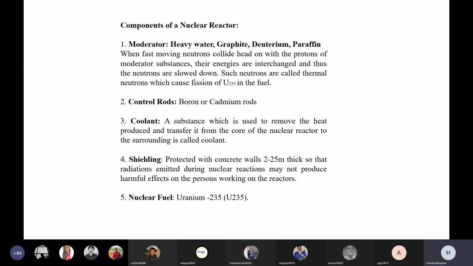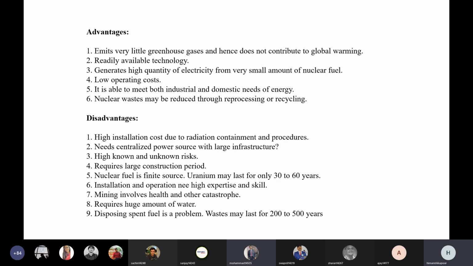Now coming to the advantages and disadvantages. Excuse me, ma'am. Yes. Ma'am, why is there no requirement of moderator in breeder reactors? No, there will be moderators. Moderator will be used in breeder reactor also.